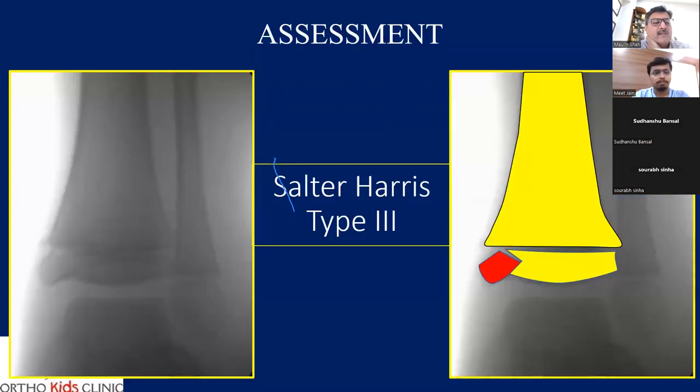Neet, where is the real X-ray? Now, this is the image intensifier image, buddy. Where is the X-ray?